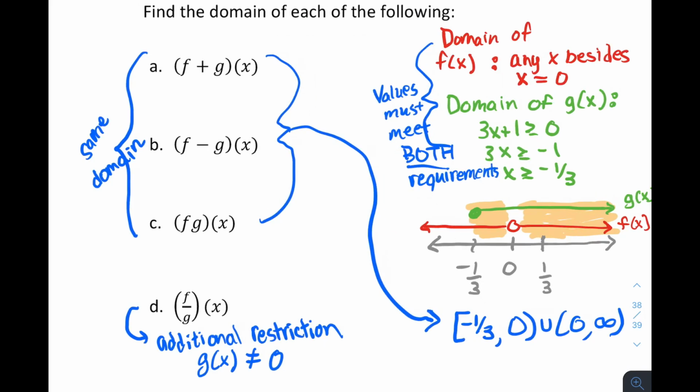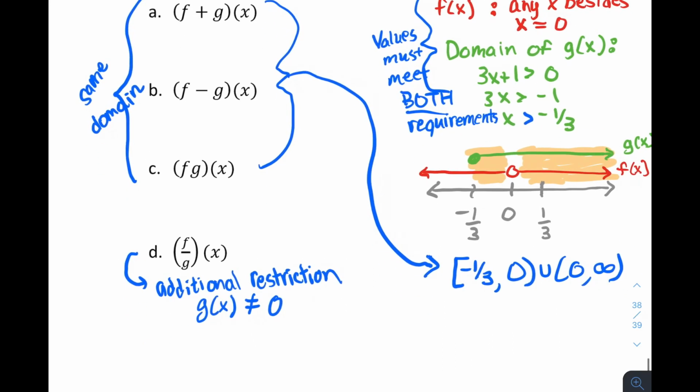Now I said on D you have to watch out for any additional values that make you divide by 0. So I can't include any x values that make g of x equal to 0. So instead, I have to have 3x plus 1 be greater than 0, not equal to it, which essentially just means I'm going to have to exclude -1/3 itself and use a parenthesis instead of a bracket.